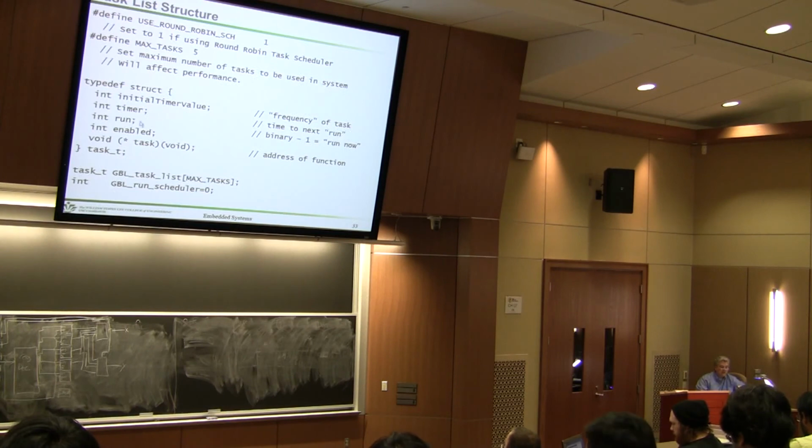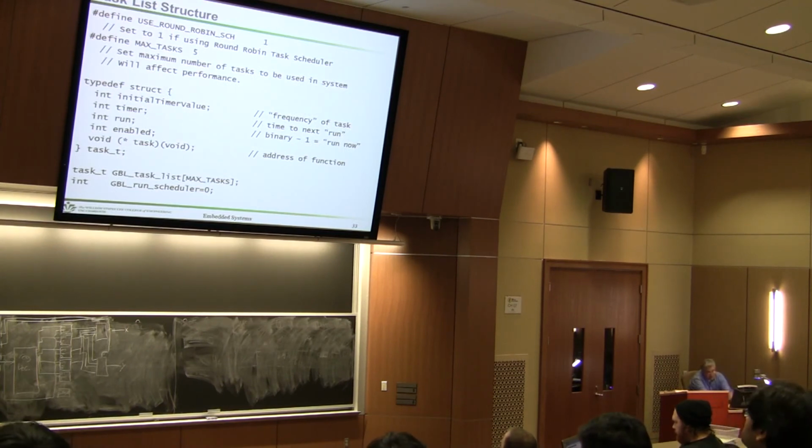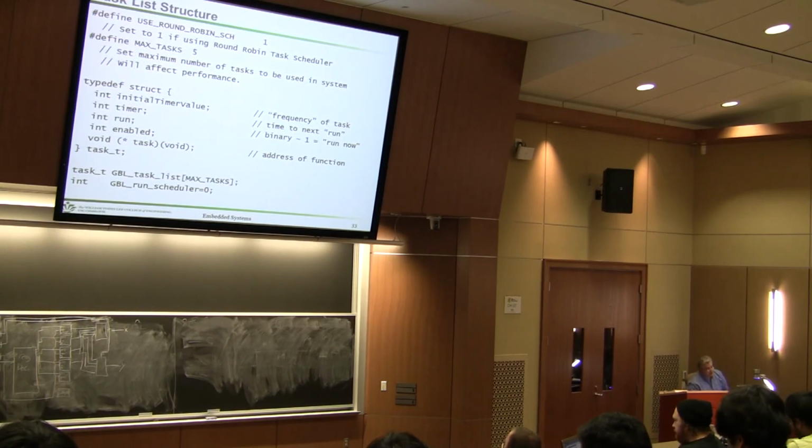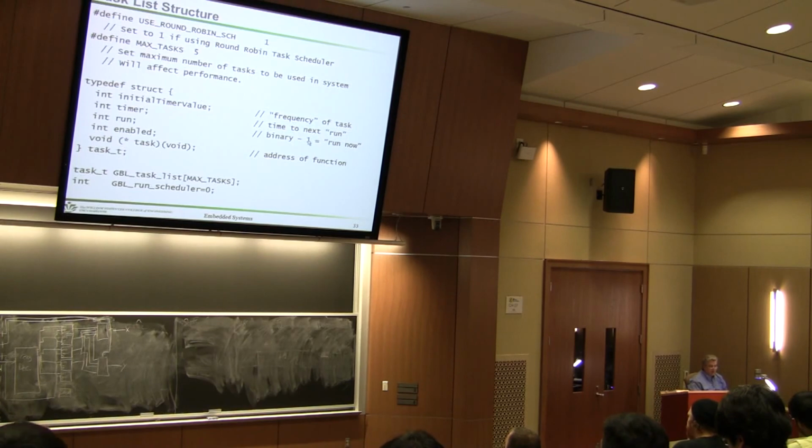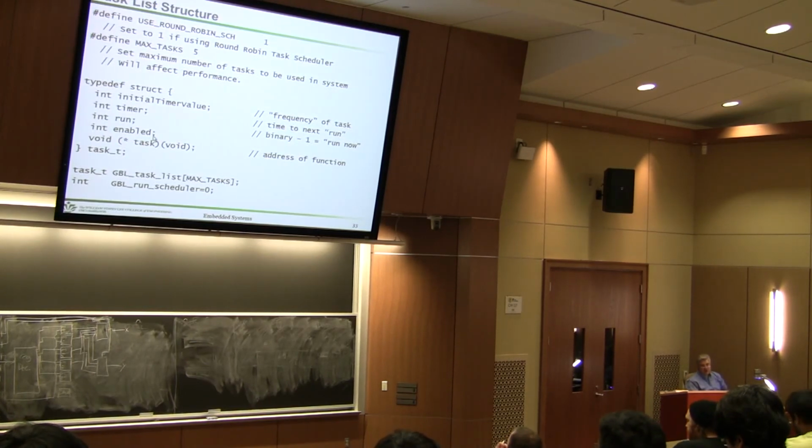Here's that single flag. I'll identify it as an int, but it's really just a simple binary. It's either 0 or 1. Binary 1 means run now. It means enabled. In other words, you can actually create a task and then not run it yet. And then you can turn it on and off.